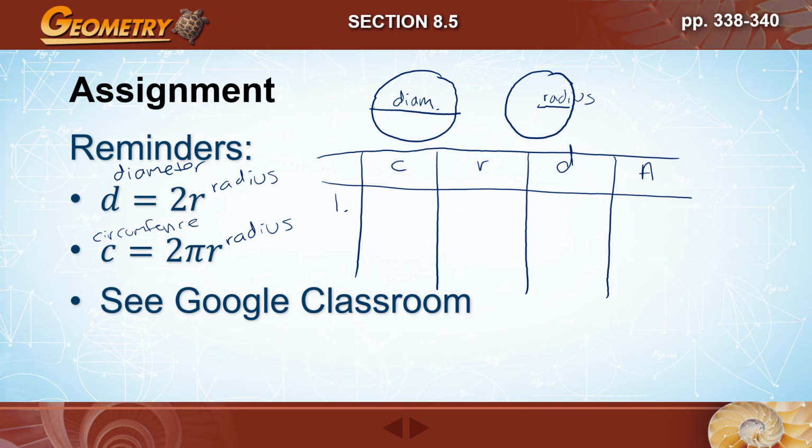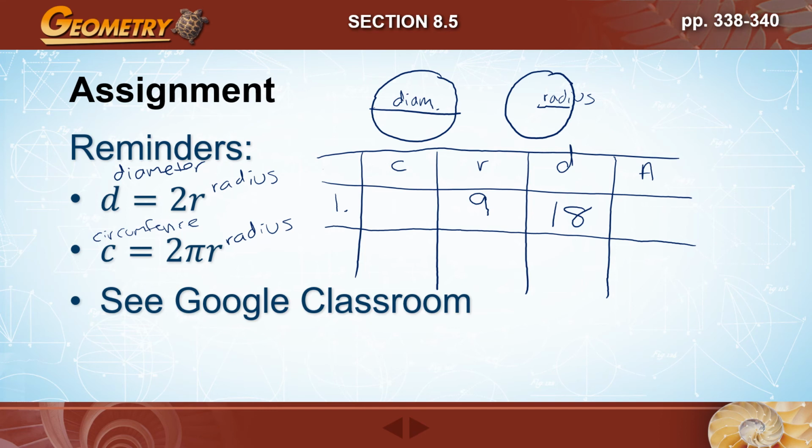So on number 1, they give you 9 as the radius. Okay, so what is the easiest thing to find if you know that 9 is the radius? Well, we know that the diameter is 2 times the radius, so we know that the diameter is 18. Okay, so you can fill that in. And then we need to find the circumference and the area.